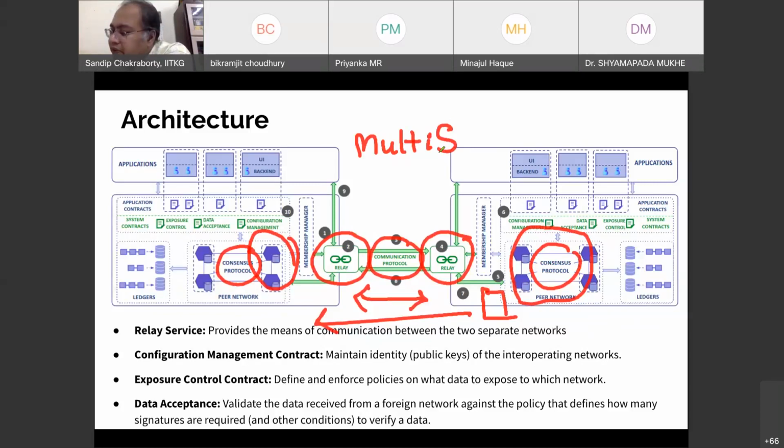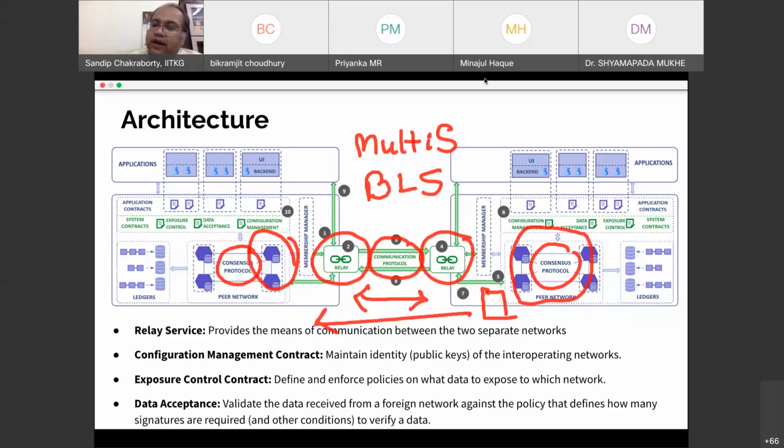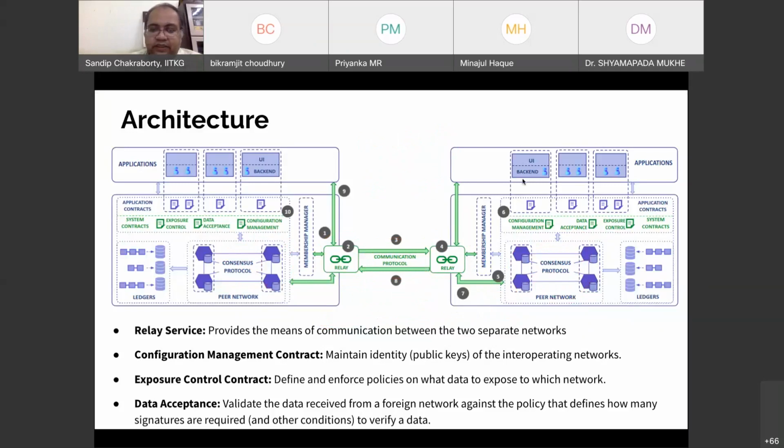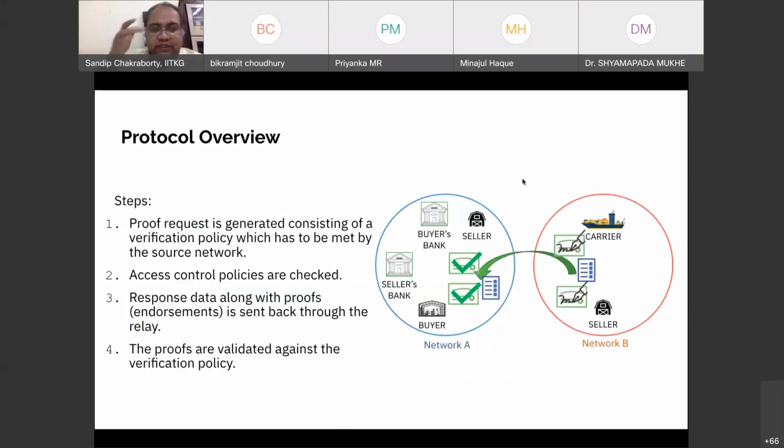One particular encryption technique is called BLS encryption. So you can look into this BLS encryption technique. That provides such a multi-signature architecture through which you can collectively sign the information in one network and transfer that data to the other network. And the participants of the other network can find out that the data got signed by the correct parties. Okay.